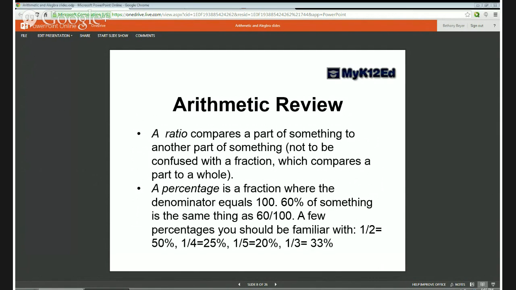Again, you don't have to know those, but they just might save you a little bit of time on the test rather than plugging it into a calculator if you just know it off the top of your head. So again, a percentage is a fraction where the denominator is 100.